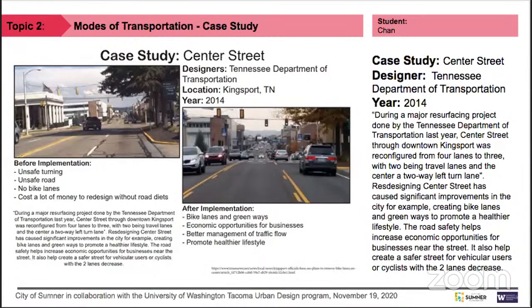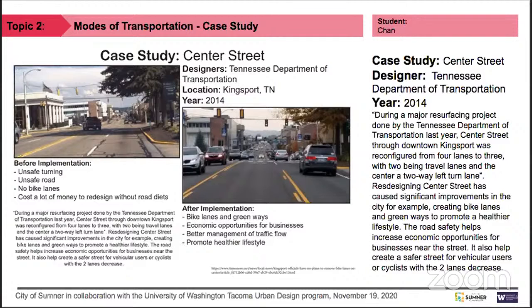So if you see on the left picture, it has a 4-lane street, and before it was unsafe to turn for cars or crosswalks, and it was an unsafe road, and there were no bike lanes, and it cost a lot of money to redesign without a road diet. But after the implementation of road diets, it created bike lanes, greenways, and economic opportunities for businesses, and better management of traffic flow, and also promoted a healthier lifestyle.